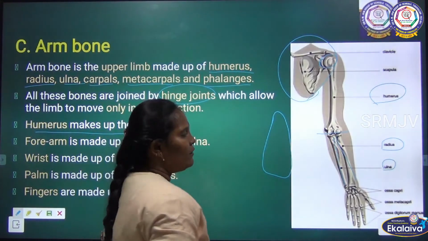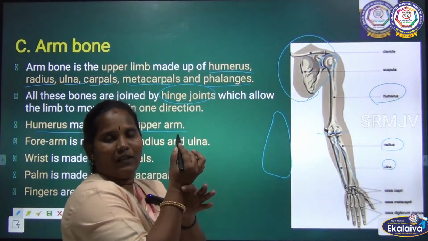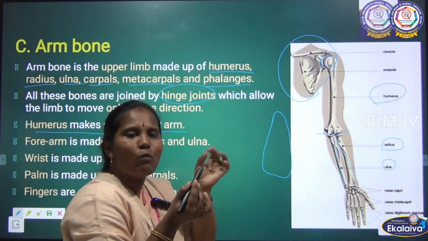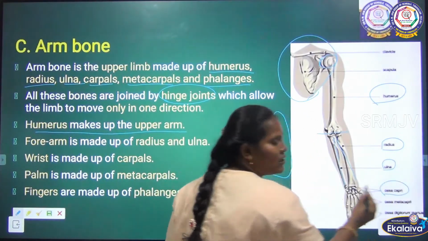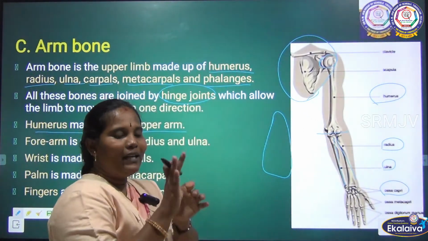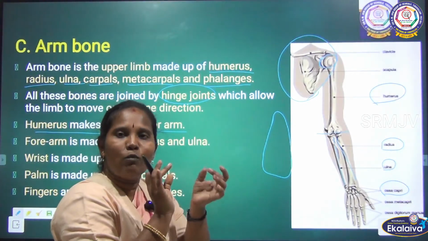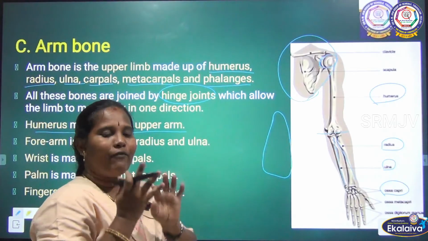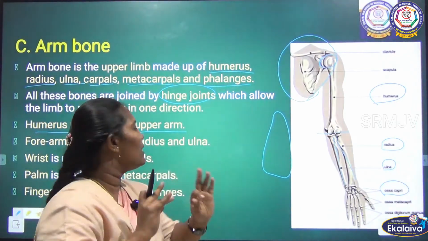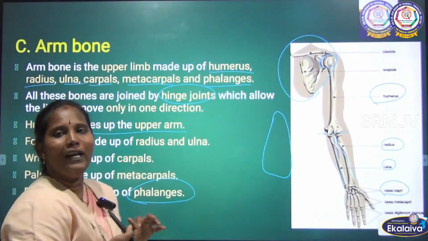Then afterwards our wrist is there. Here eight small bones are there. They are called the carpals. And then inside our palm, some short bones are there. They are called metacarpals. After that, our fingers. Fingers are made up of phalanges. The finger bones are called phalanges.